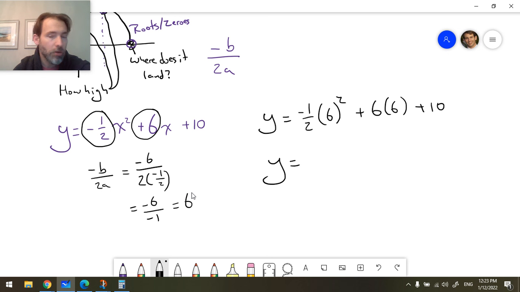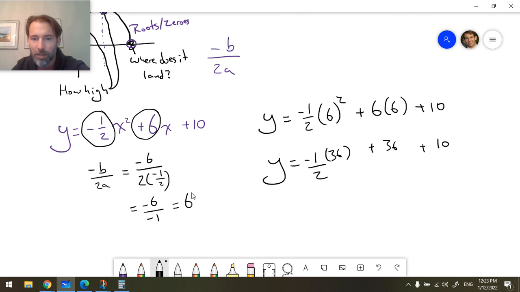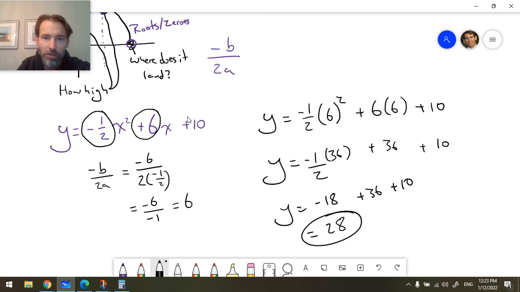Y is equal to negative 1 over 2 multiplied by 36 plus 36 plus 10. 6 times 6 is 36 there and there. It's just a coincidence. And then y is equal to negative 1/2 times 36, which is negative 18, plus 36 plus 10. That is equal to 28. Final answer. So therefore, the rocket reaches its highest point at 6 meters horizontally and 28 meters vertically. That's valuable information to get about the rocket.